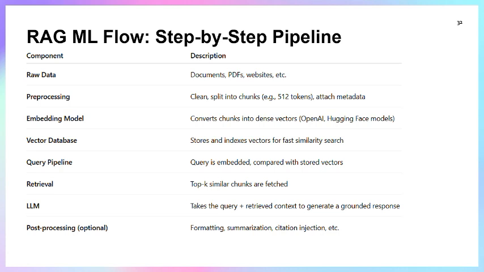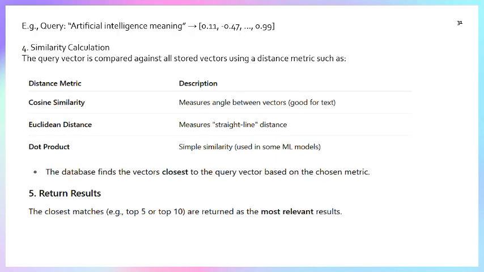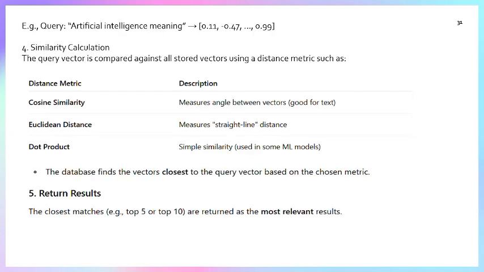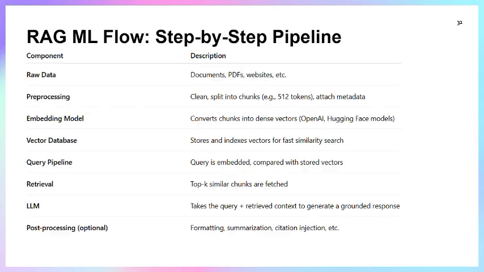RAG ML flow. Let's understand RAG ML flow step by step. Before going to RAG ML flow, let's go to the vector search. In the vector search, as I told you, there are five steps: data embedding, vector store, query embedding, similarity calculation, and fifth is the return result.